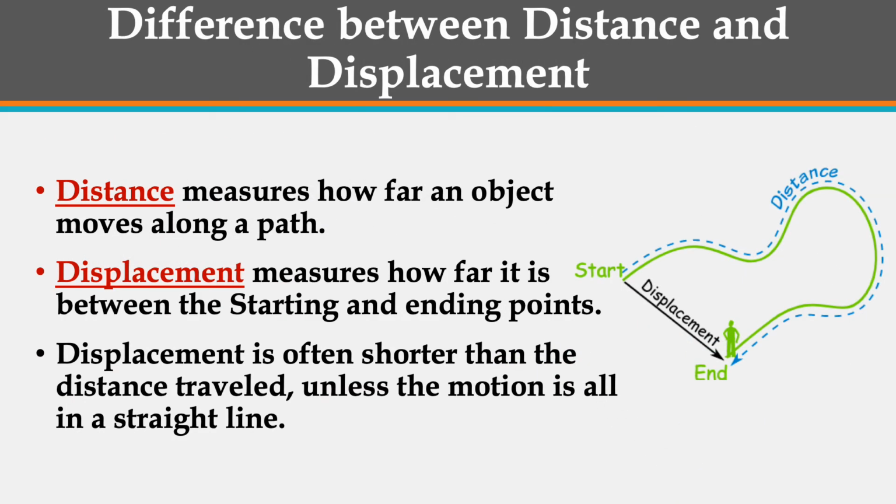Here is the difference between distance and displacement. Distance measures how far an object moves along a path. Displacement measures how far it is between the starting point and the end point. Displacement is shorter than distance traveled in most cases unless the motion is in a straight line. If the motion is in a straight line, the distance traveled equals the displacement, the how far between the starting and the end point.